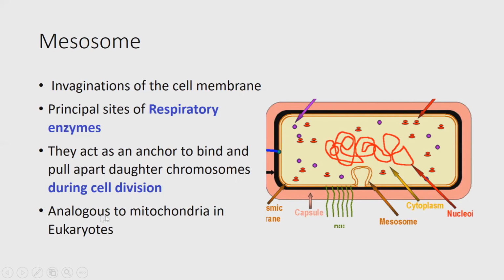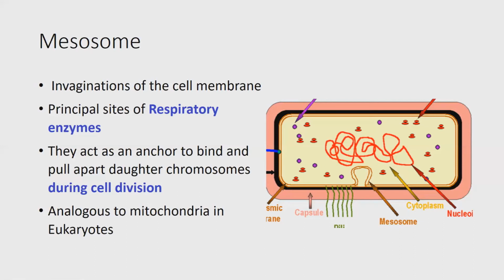And also it is analogous to mitochondria in eukaryotes. Why is it analogous to mitochondria? Because you can see that it is basically a specialized form of the cell membrane. Basically, it's an invagination of the cell membrane itself. So though the work of the mitochondria is done by the cell membrane, if you ask for the analogous form of mitochondria in the bacteria, the answer is going to be the mesosome.